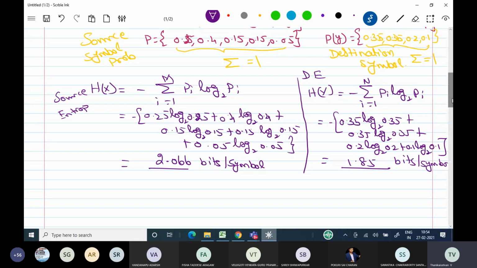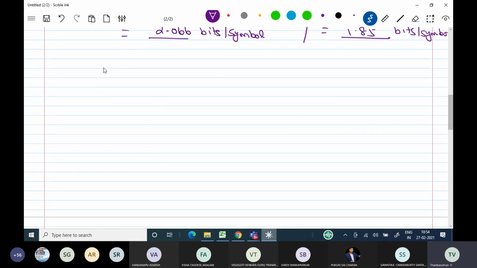Okay, so now we will go for another entropy calculation. We are going to calculate.